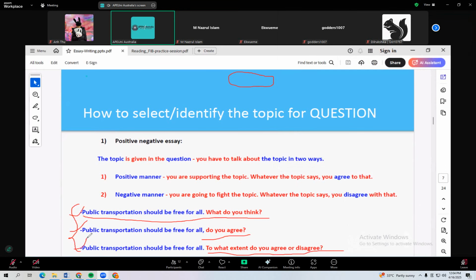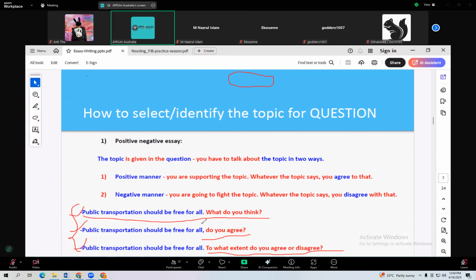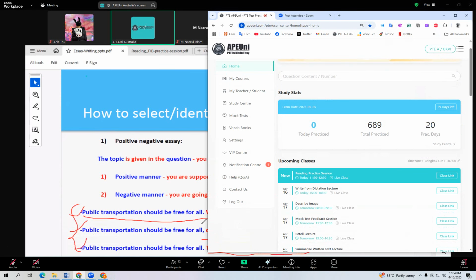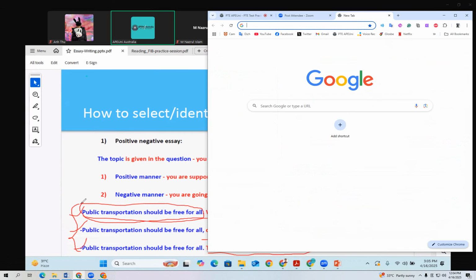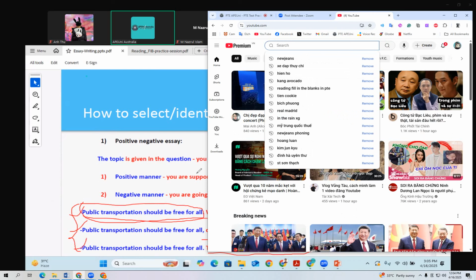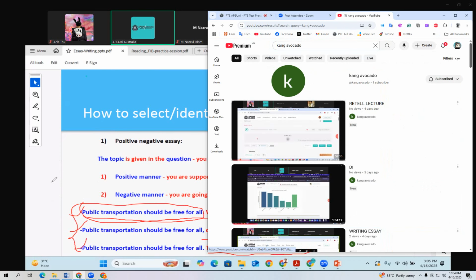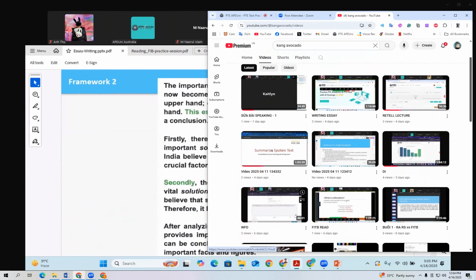Absolutely right. Because this is the main topic, right? So to what extent do you agree or disagree? Do you agree? What do you think? They don't mean anything. There is no specific meaning here. So public transportation should be free for all. It is your main part. Got it, guys? So you have to write this main part in your question one.